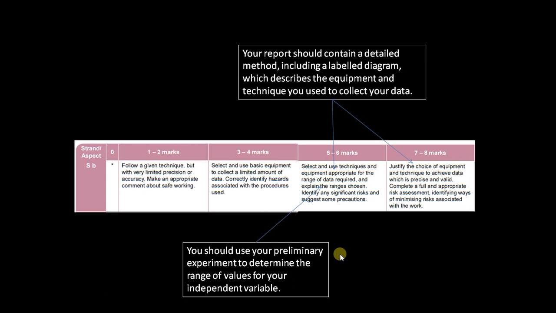Now, most importantly in Strand Sb, you need to spend a lesson carrying out a preliminary experiment. The idea of the preliminary experiment is twofold, really. Firstly, to give you an opportunity to get used to the experiment, to decide exactly what you're going to do, what works, whether you need to modify it. But secondly, and most importantly, you use your preliminary experiment to determine the range of values for your independent variable. So in other words, what's the smallest possible value you can have? What's the largest possible value you can have for your independent variable?